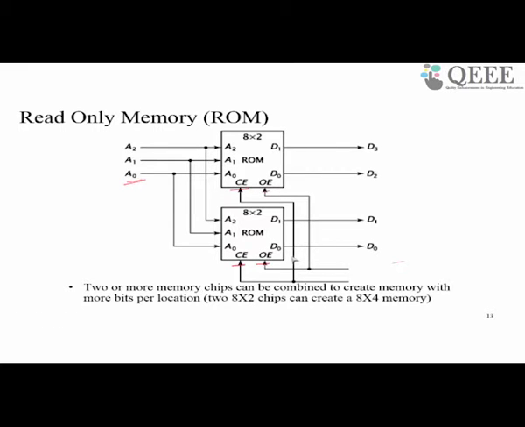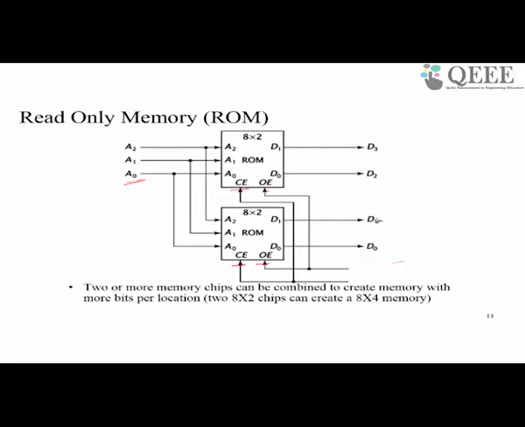And then the data lines of both these chips are taken out. Each of these ROMs has got 2 data lines. If you combine both of them, we will effectively have 4 data lines. So we can have effectively an address location, each of which can store 4 data bits. So we can number them as D0, D1, D2, D3 outside.